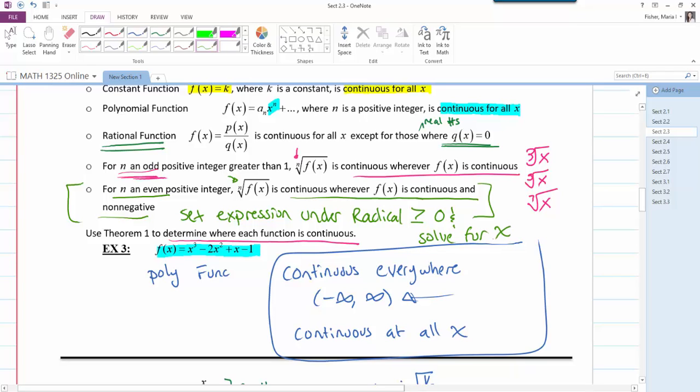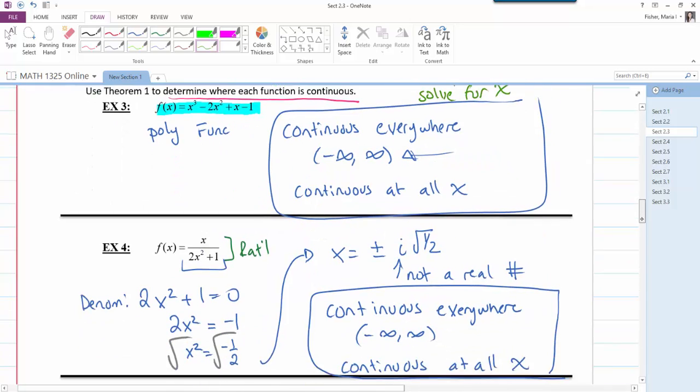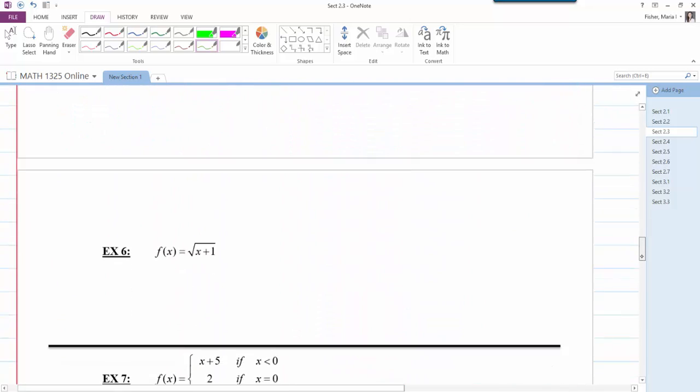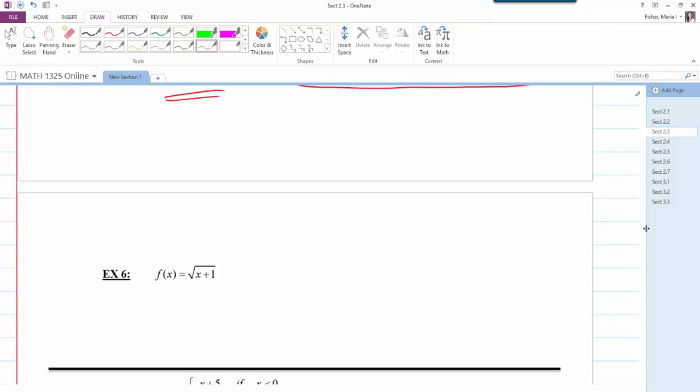We're going to set the expression under the radical greater than or equal to 0 and solve for x, because the only way that it can be non-negative is if it's greater than or equal to 0. And if we have that inequality, then we will figure out everywhere that the function is continuous and non-negative. So let's look at number 6, which deals with this. Number 6 says f of x is equal to the square root of x plus 1.